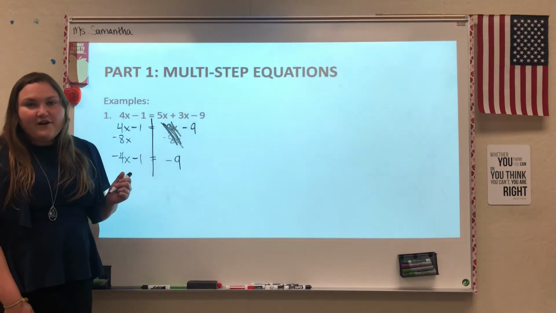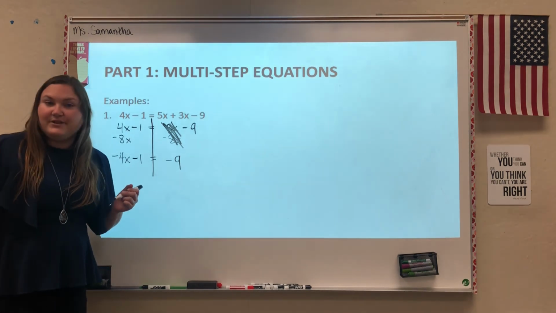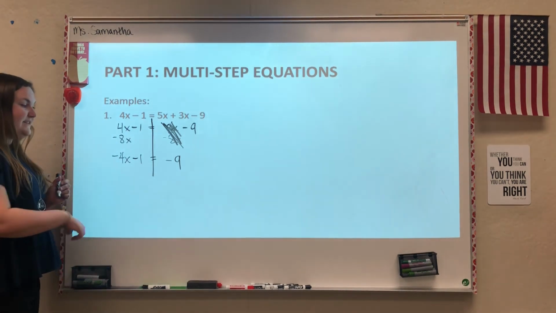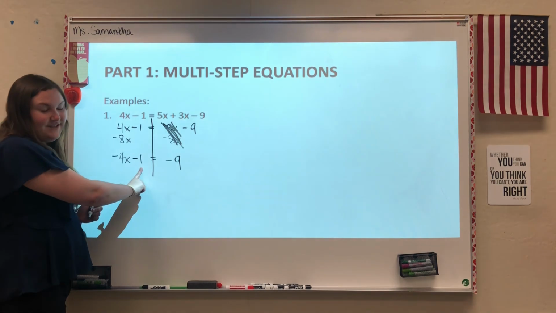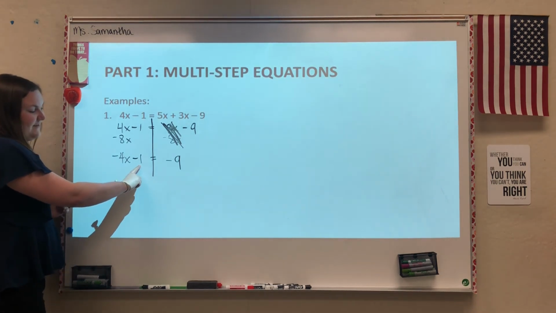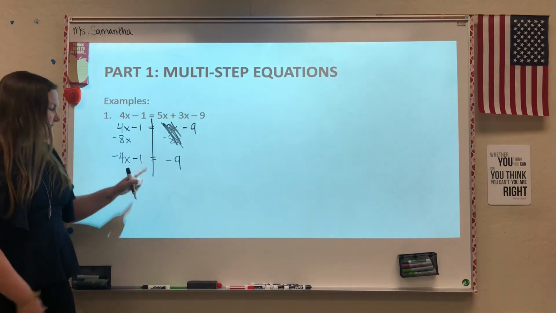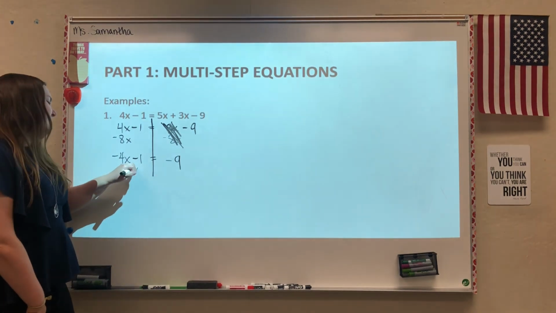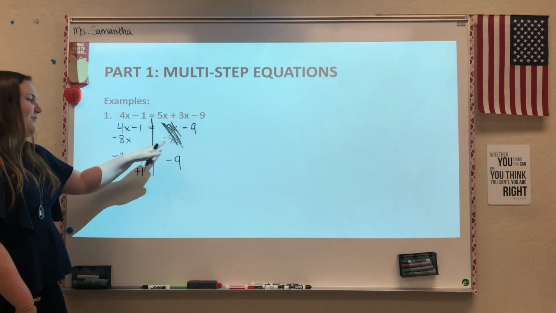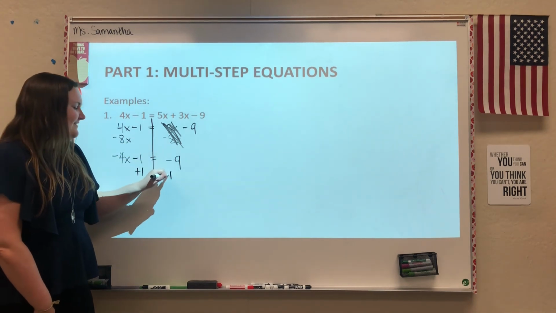We usually start off with what we call the constant, which is the number without the variable. It's the number that is added or subtracted. So in this case, it's the minus 1. We get rid of the minus 1 by doing the inverse operation, or the opposite. The opposite of minus 1 is plus 1. And just like before, I'm going to do that on both sides.